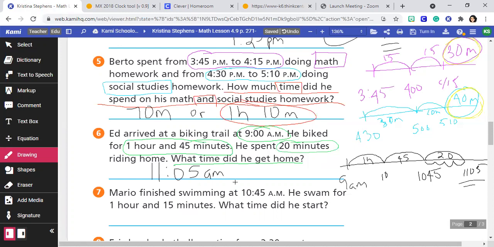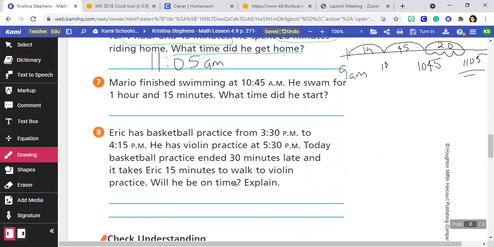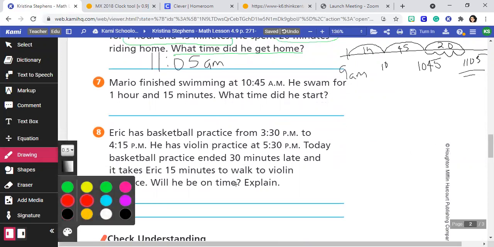Number 7. Mario finished swimming at 10:45 a.m. He swam for 1 hour and 15 minutes. What time did he start? So they're giving us our end time of 10:45 a.m. They're telling us the elapsed time, and they're asking his start time. I've annotated my problem. Now I'm ready to figure this out.